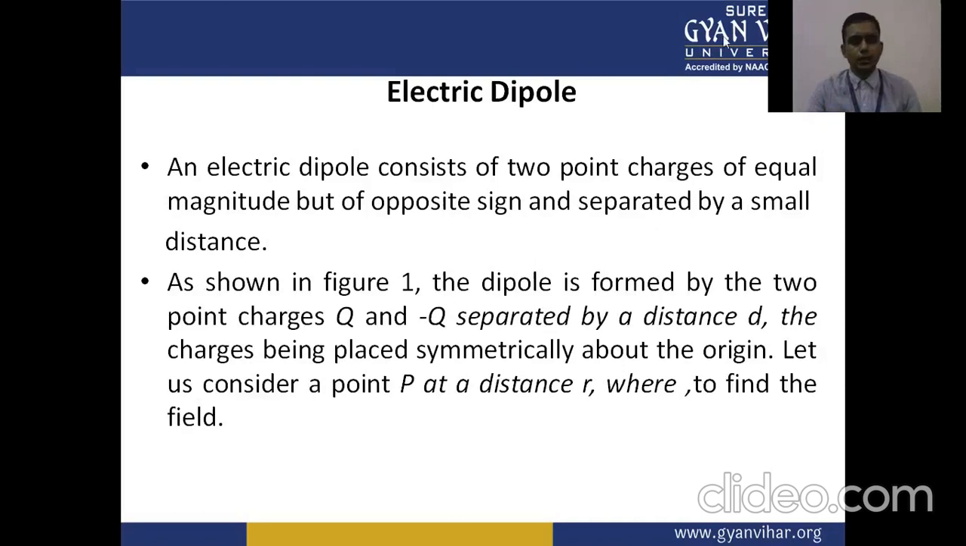An electric dipole consists of two point charges of equal magnitude but of opposite sign and separated by a small distance. So the magnitude of these charges will be the same, but the sign is opposite, and they are separated by a small distance. So the electric dipole is formed.